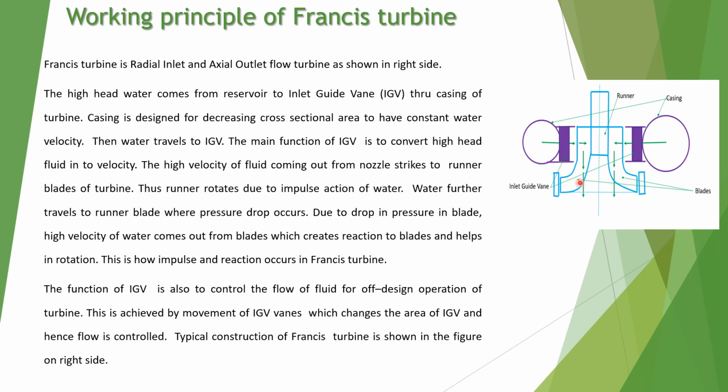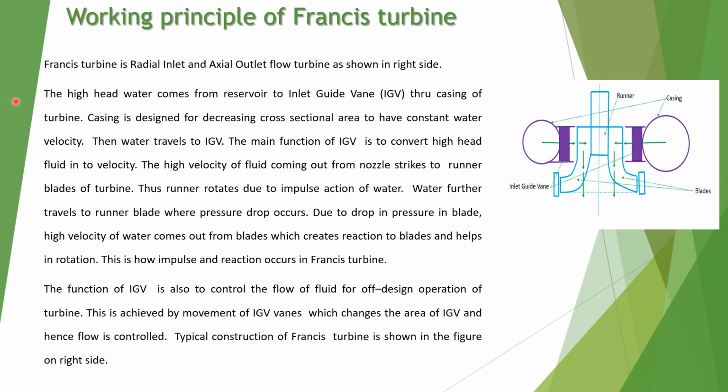This is another view of the Francis turbine. You can see the fluid comes radially through the casing, and the cross-section area of the casing is larger at the inlet and smaller at the outlet, so it starts decreasing. The fluid enters radially and then goes out axially. So this is how it is written: the Francis turbine is a radial inlet and axial outlet flow turbine, which is shown here.